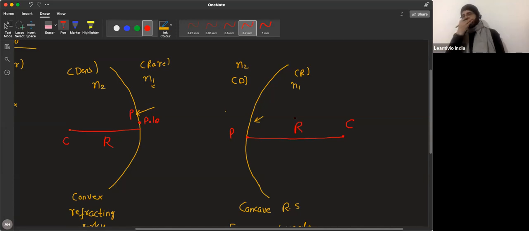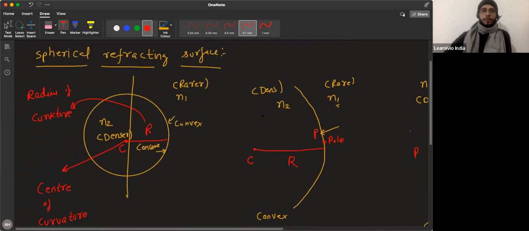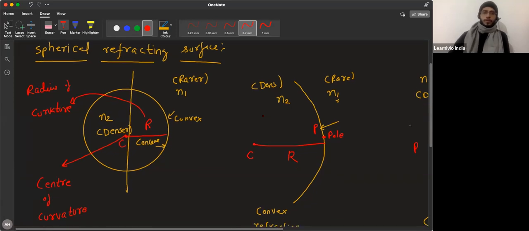So this is how we decide whether your given surface is a convex refracting surface or a concave refracting surface. This is how we decide. Note it down. Tell me if you still have any doubts.